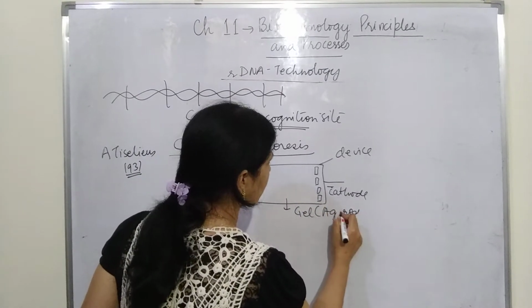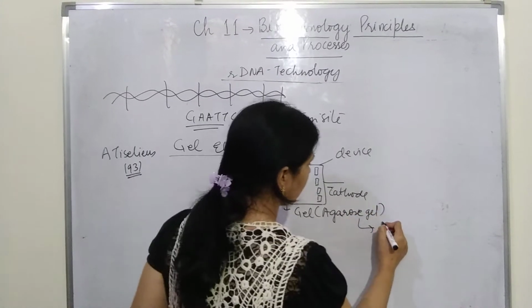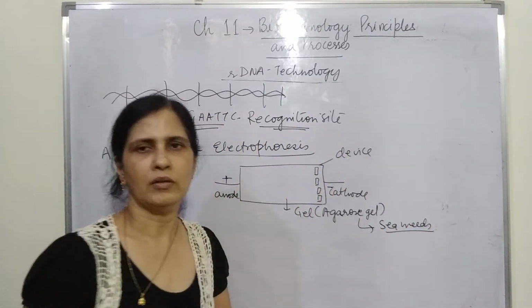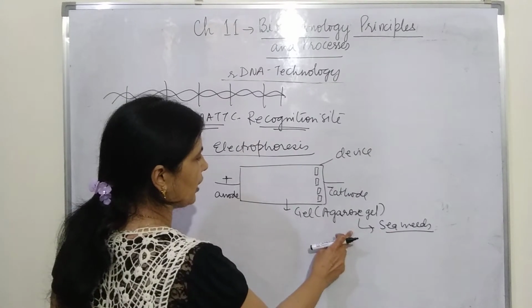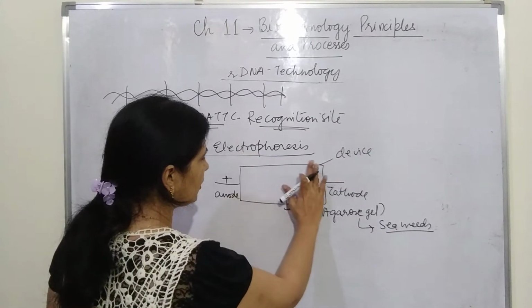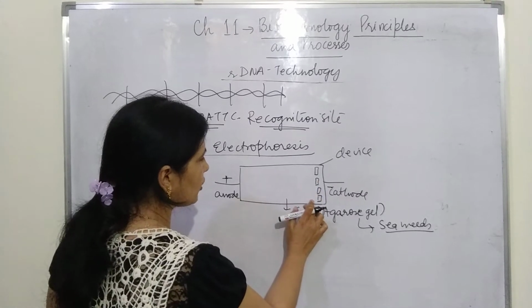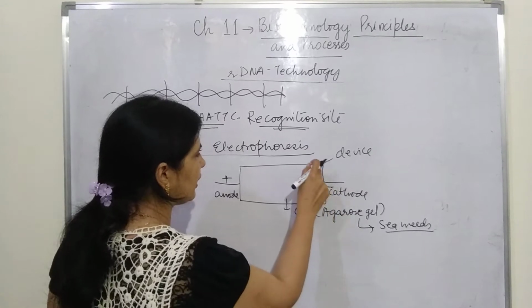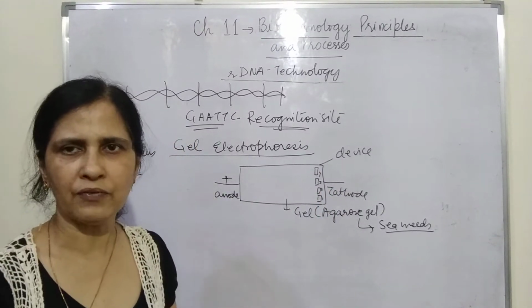It is called agarose gel, and this gel is extracted from seaweeds. Seaweeds means the algae. So the algae is used to extract the gel, and this gel is spread in this device. And here are the wells to put the DNA. So we put the DNA, this is well number 1, 2, 3 and 4. We put different DNAs here and turn the switch on and make the device work.